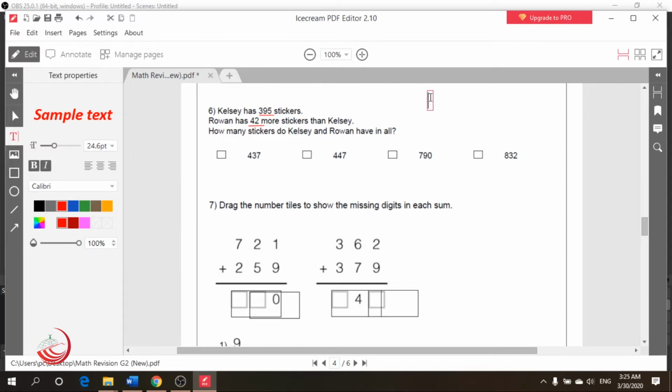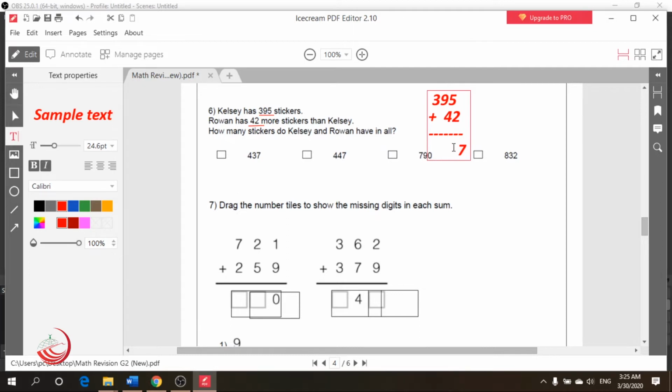So the number is 395 plus what is the second number? The second number here is 42. So we will write them down under the tens and the ones. So let's count now and see. Here let's start from the right. 5 plus 2 will equal 7, such a small and easy number to add.